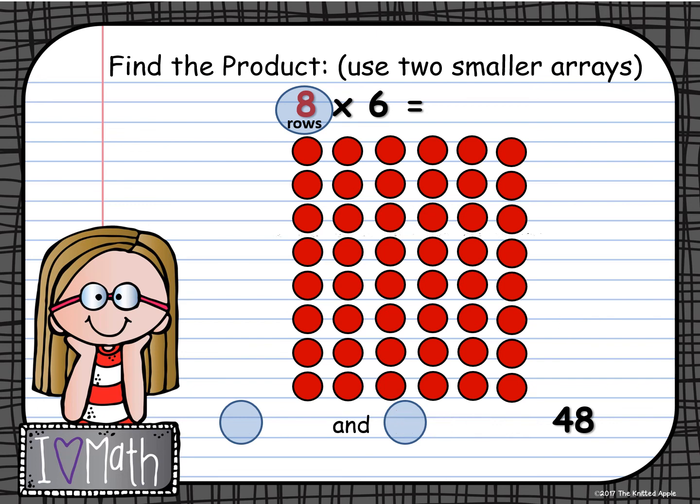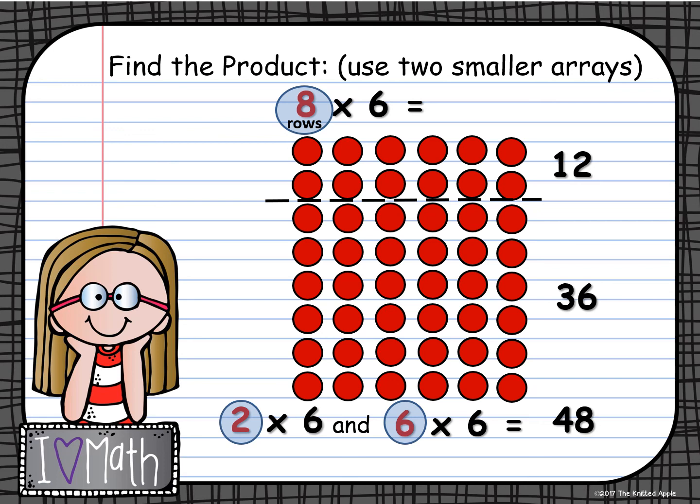Another way we could break this up is we can move our dividing line here, and we would have 2 rows of 6, which makes 12, and 6 rows of 6, which makes 36. And when you add 36 and 12 together, 30 and 10 is 40, and 6 and 2 makes 8, and that's still going to give us 48.